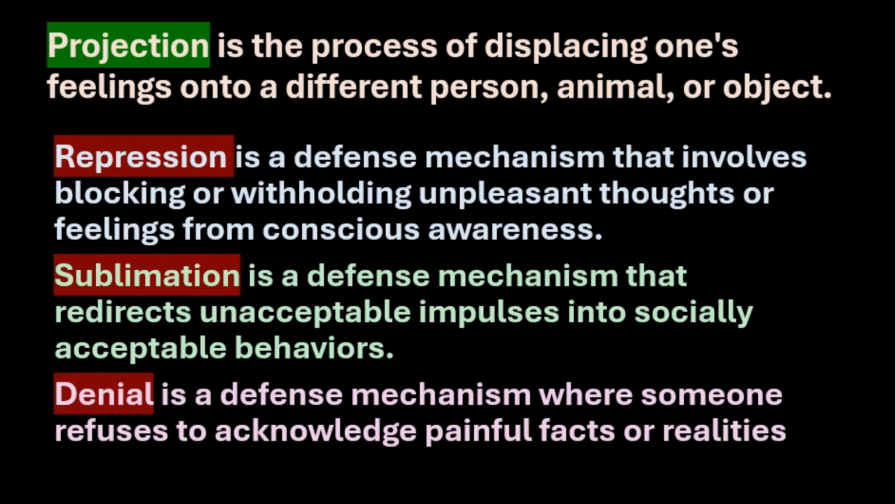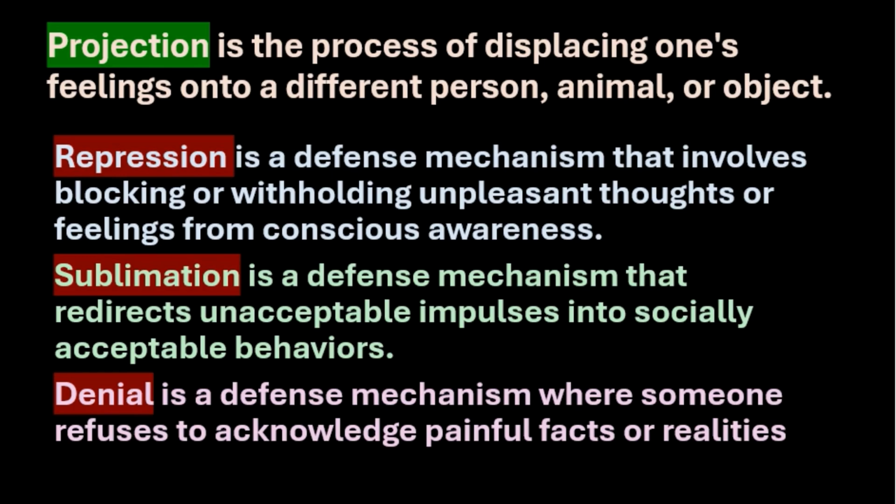For example, if a husband is having an affair with another girl, then he is covering it up or defending it by alleging his wife is having a relation with someone else. So this is just displacing one's feeling or emotion to another person. Repression is a defense mechanism that involves blocking or withholding unpleasant thoughts or feelings from conscious awareness. So here the person will be suppressing it, like he doesn't want to remember the unpleasant past events. So he is repressing it, blocking it or withholding it.